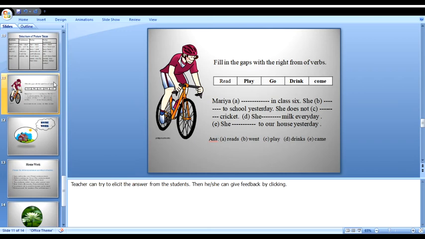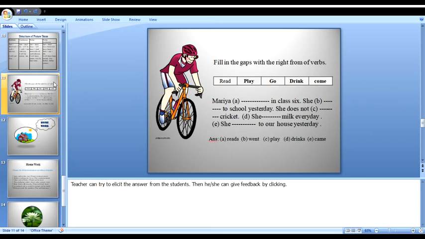Then come to the third sentence. She does not dash cricket. So here you have to use she does not play cricket. In blank number C you have to use the word play. And in the fourth sentence, she dash milk every day. This sentence is in present indefinite tense. So you have to use she drinks milk every day.